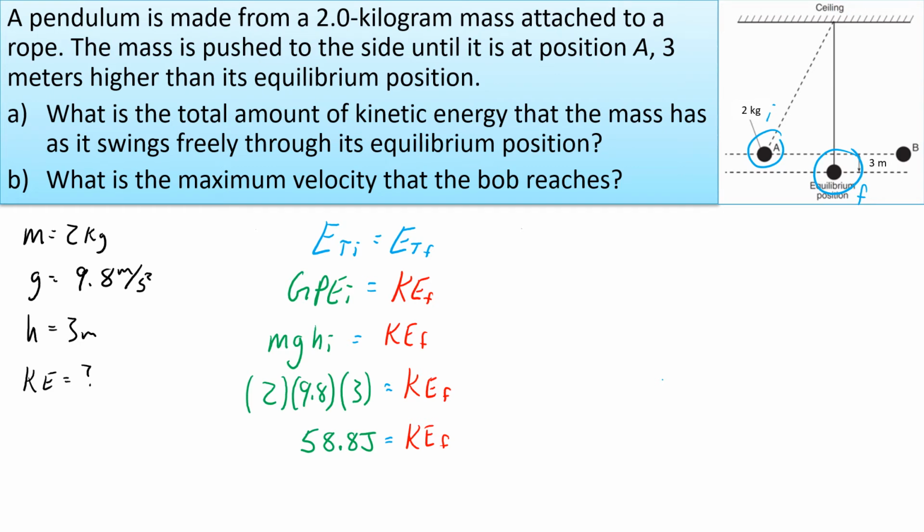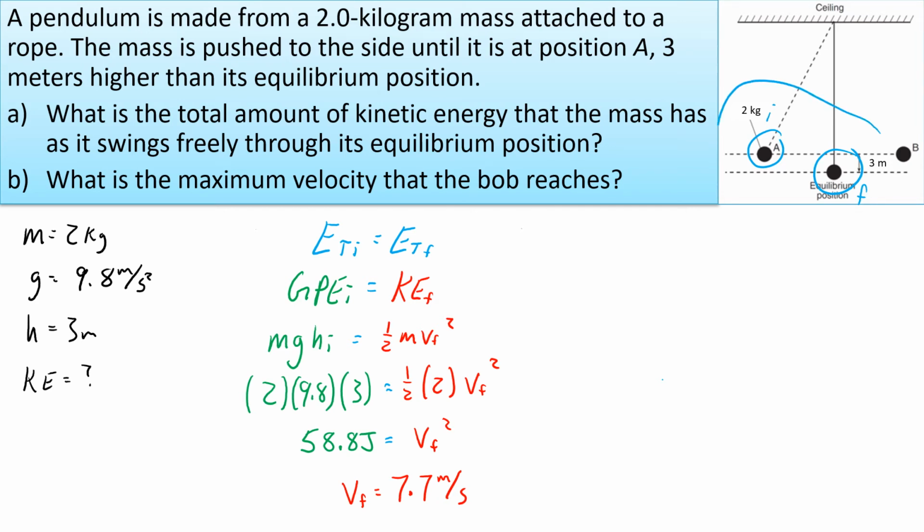Then you could do: what is the maximum velocity that the bob reaches? You can plug in your numbers the way we were going to. So that's 1/2 times 2 times VF squared. So 1/2 of 2 is 1. So then you get VF squared, and you take the square root, and you get the same thing. Just a different way to do it. VF is equal to 7.7, we said, when you round it, meters per second.